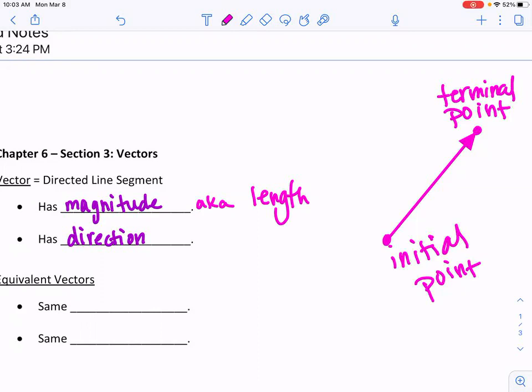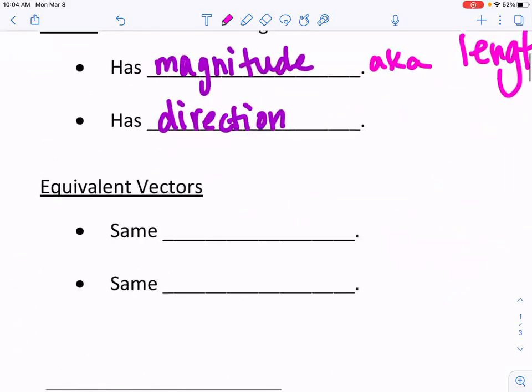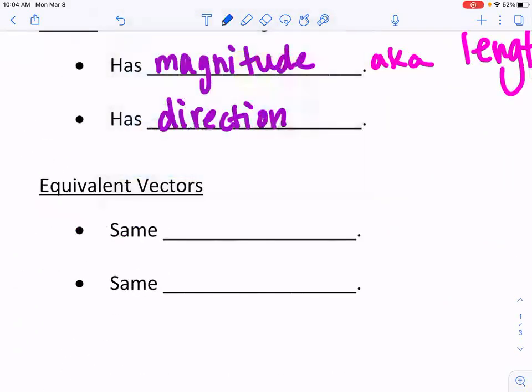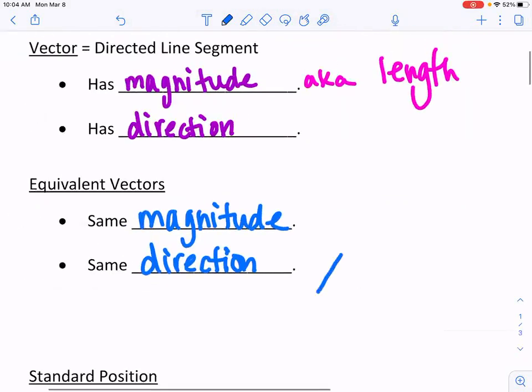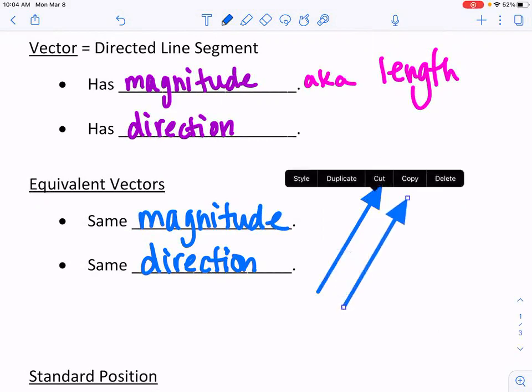Now, if we're talking about equivalent vectors, what's going to have to be the same? The magnitude and the direction. So I'm going to draw two equivalent vectors here to the best of my ability. Those are equivalent. They have the same direction and the same magnitude.